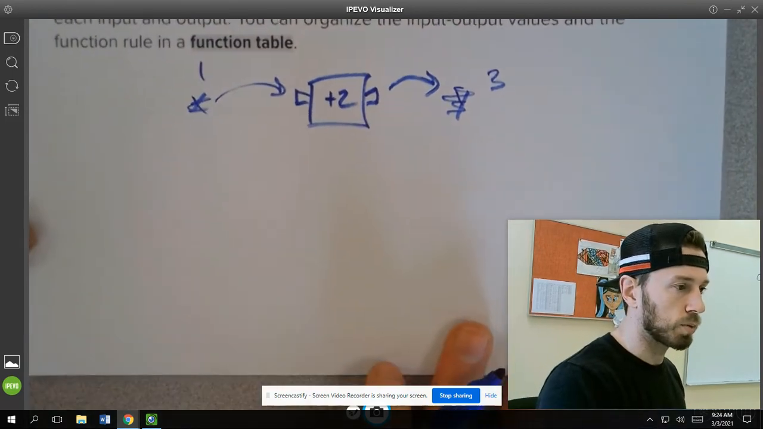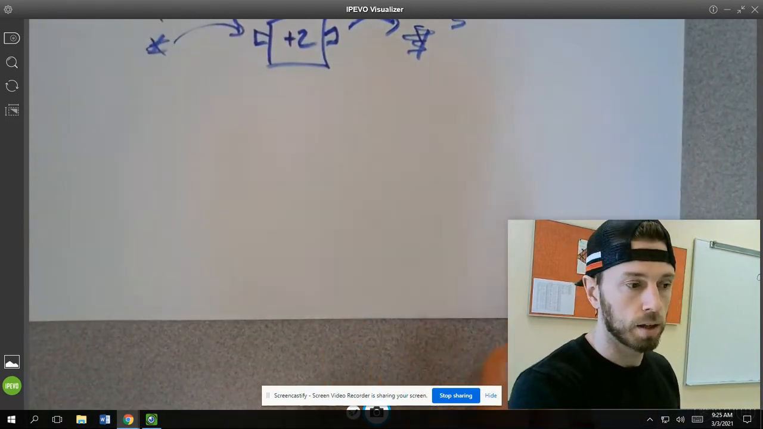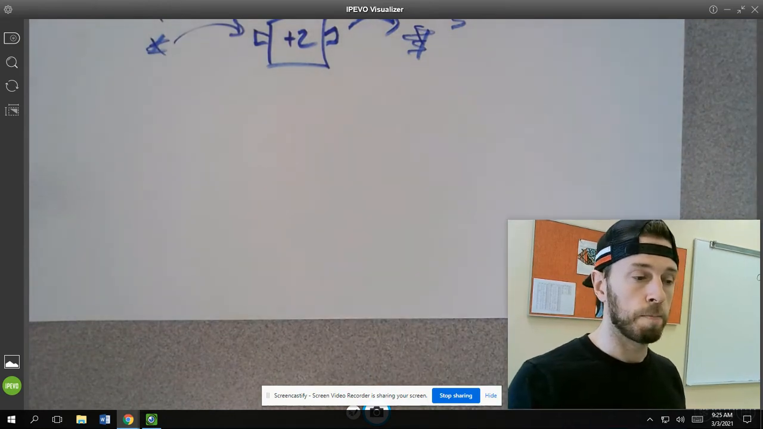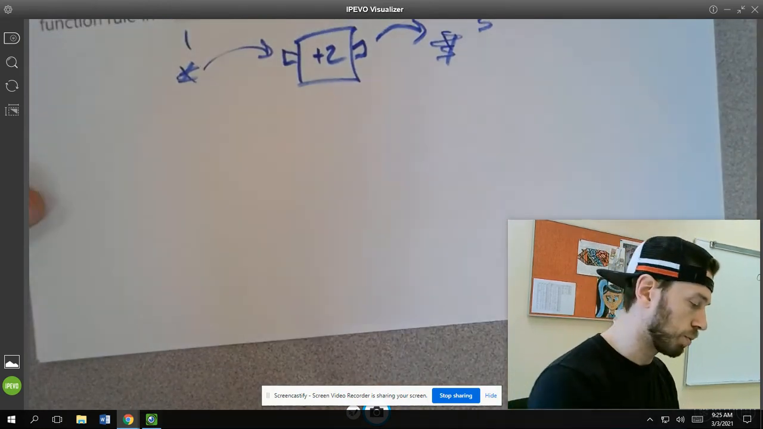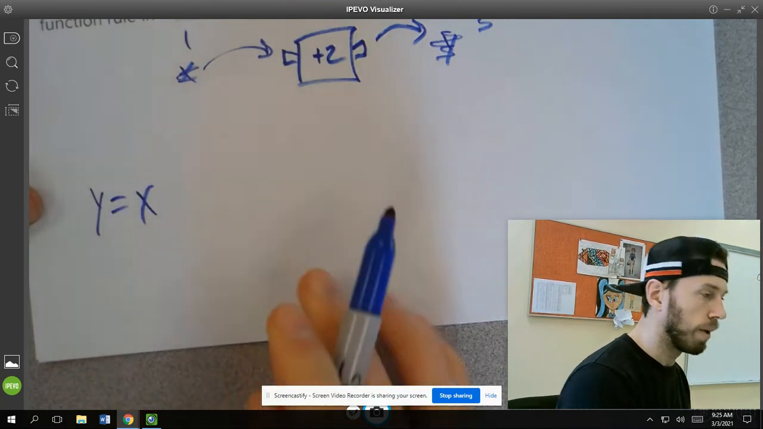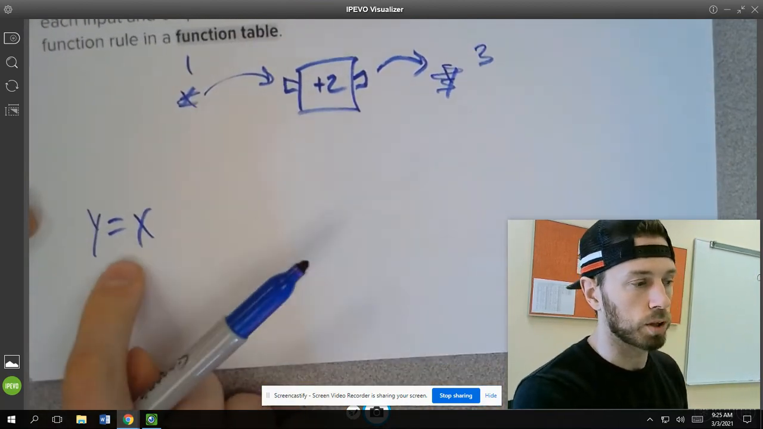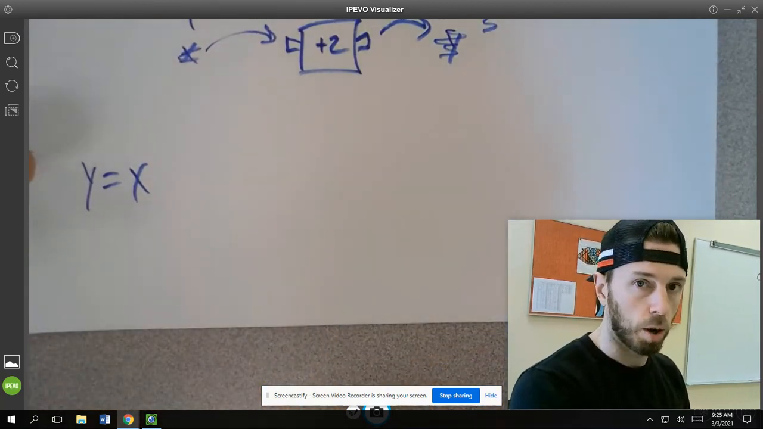And what we're going to do today is talk about a couple different things with functions. First is the rule that's inside the function is really an equation. And you guys know what equations are: something equals something. The next thing we're going to talk about is tables.